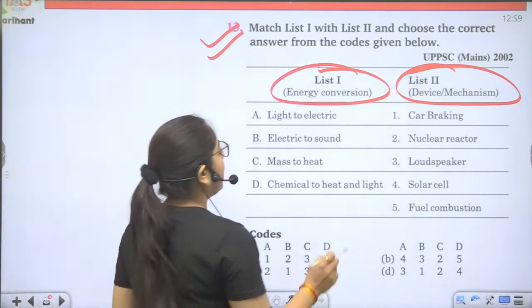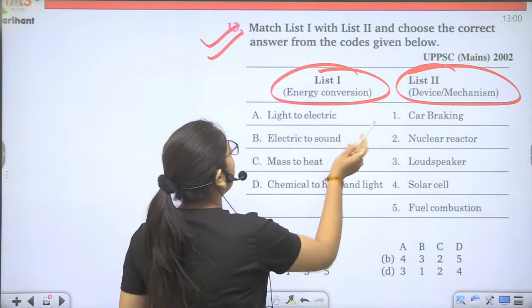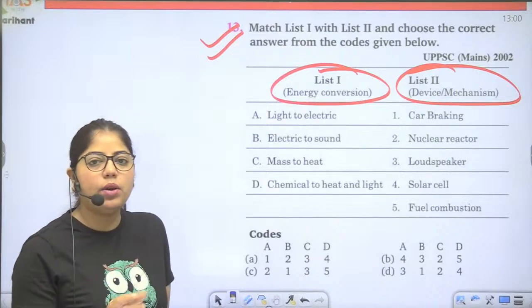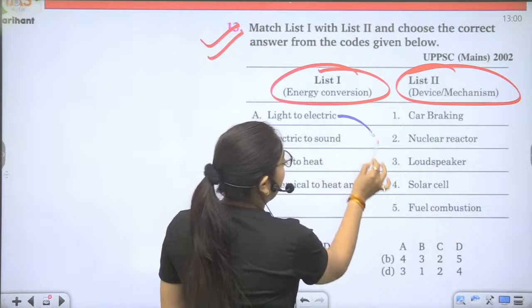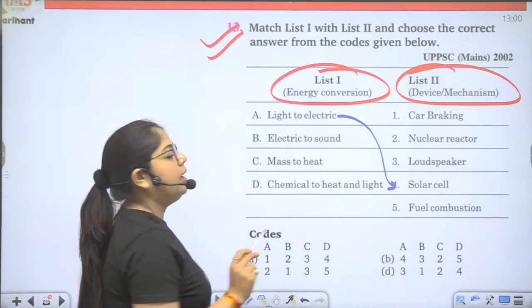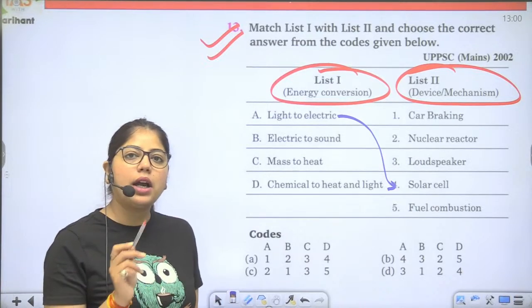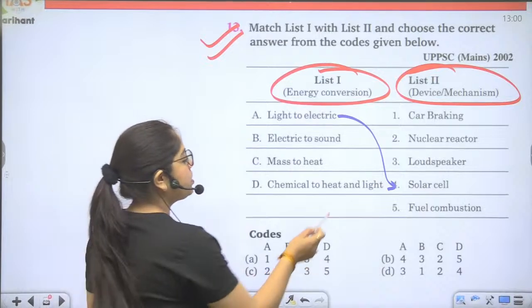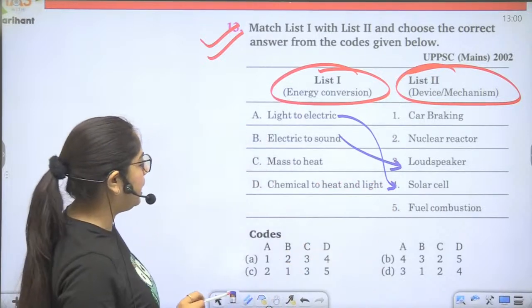Okay. Light to electric. How can we convert it? From a solar cell. In a solar cell, we get light and convert it into electrical energy. So it matches with the fourth one. Electric to sound energy: loudspeaker. A loudspeaker converts electric energy into sound. Point number three is correctly matched.